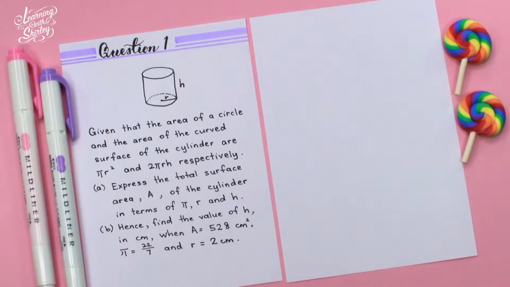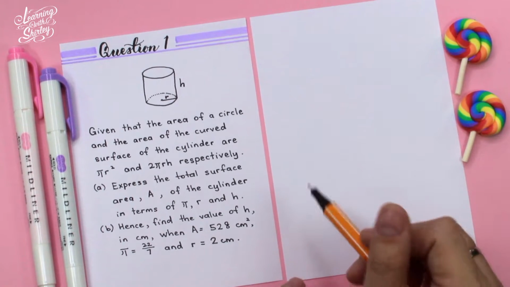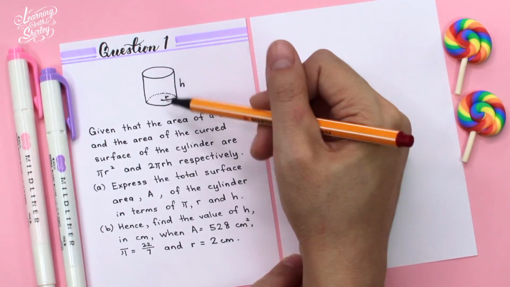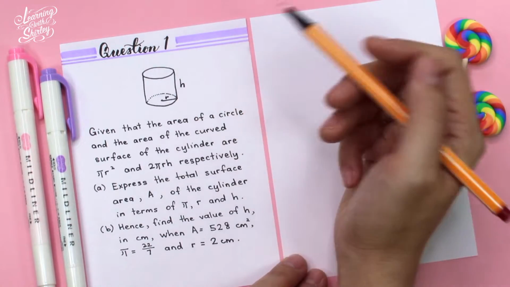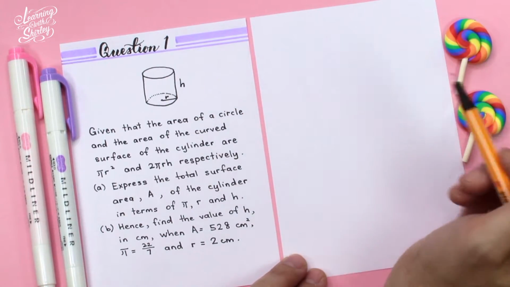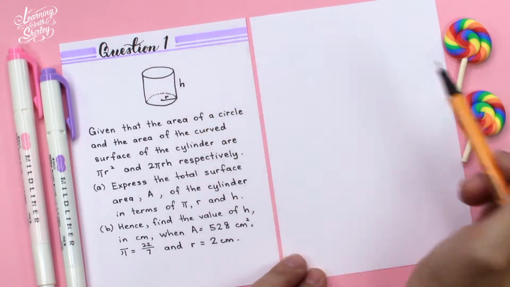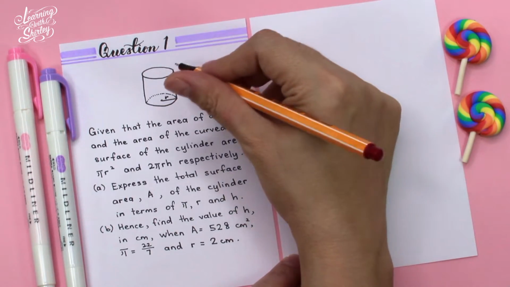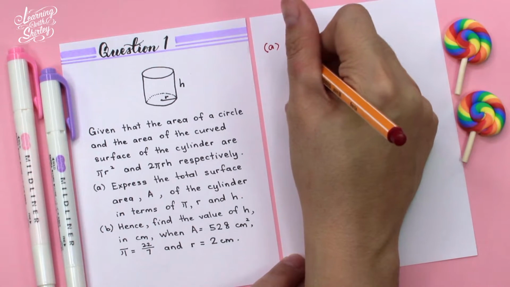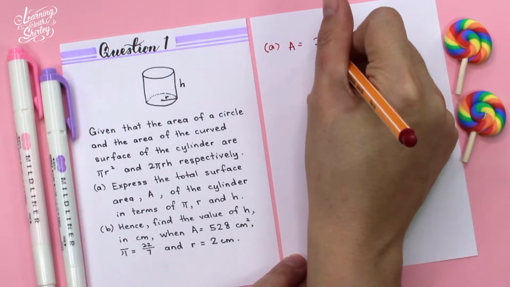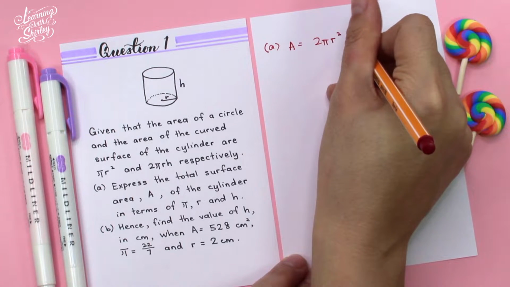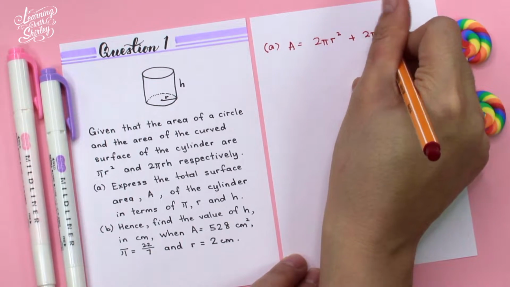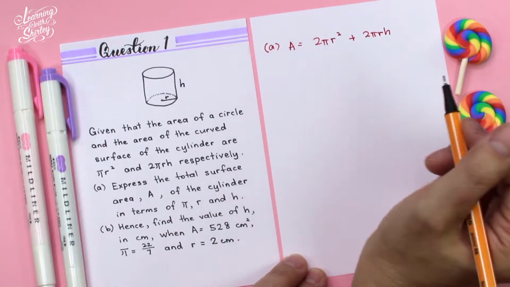To solve question A, to find the total surface area A of the cylinder, the total area is 2 circles plus 1 curved surface. So 1 circle is pi r square, so 2 circles means it's 2 pi r square. So for A, for the 2 circles top and bottom, A equals 2 pi r square plus 1 curved surface, which is 2 pi r h. So this is the answer for A.